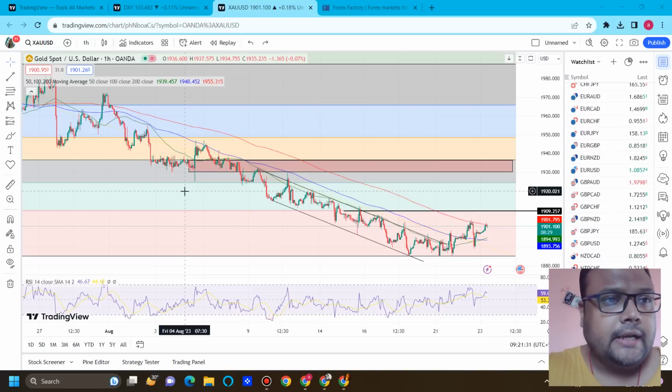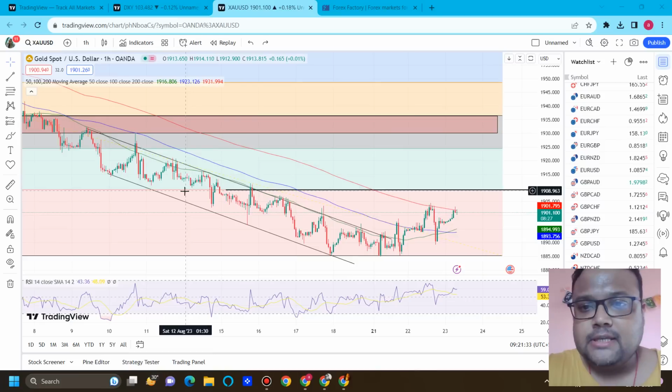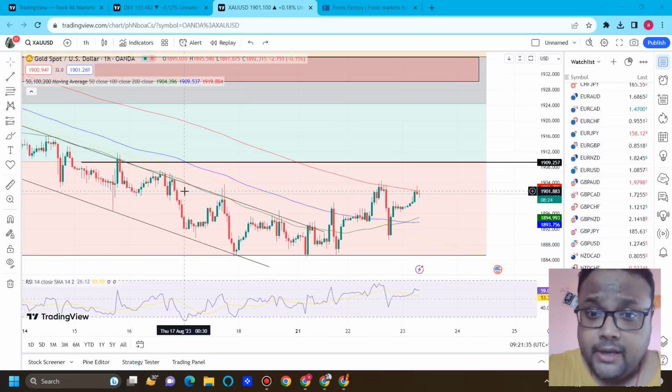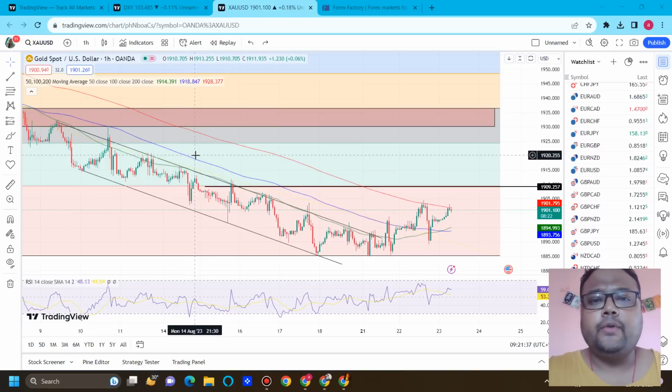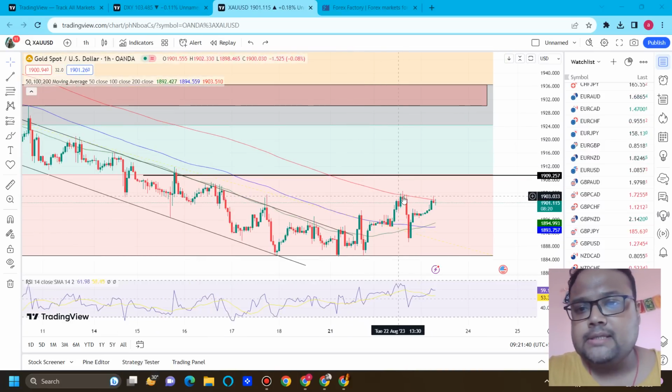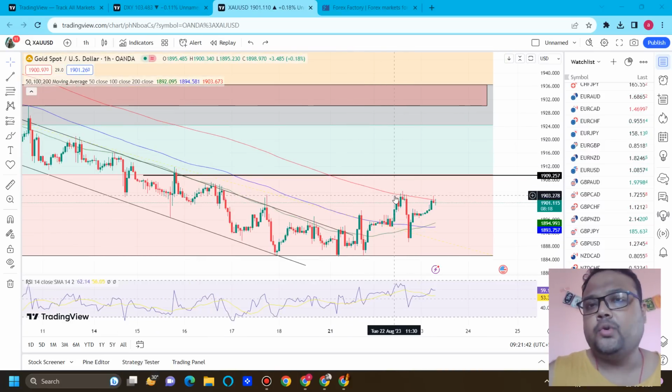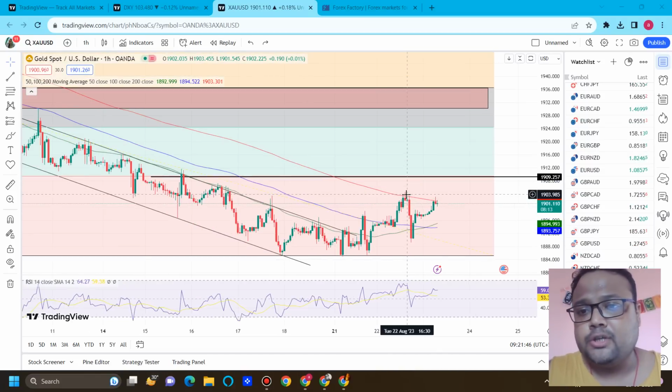So you can see that the two reliable resistances are still the same. Do we have any new level right now? Sorry, we don't have any new level. If you want to take a sell position here according to your analysis, then you can go for it. But personally, I will not suggest any sell position here.